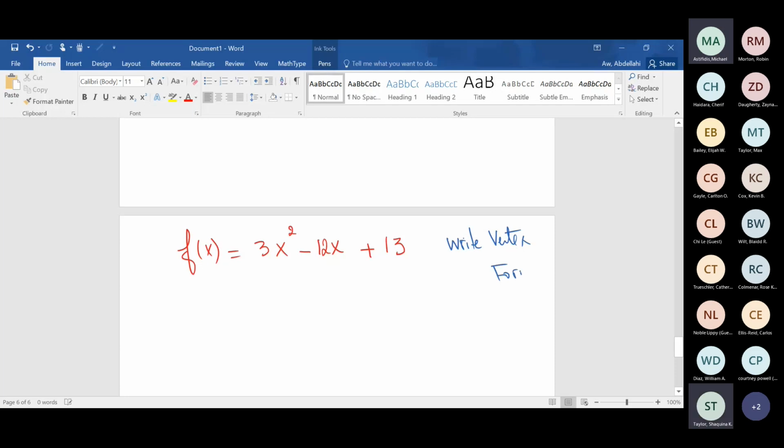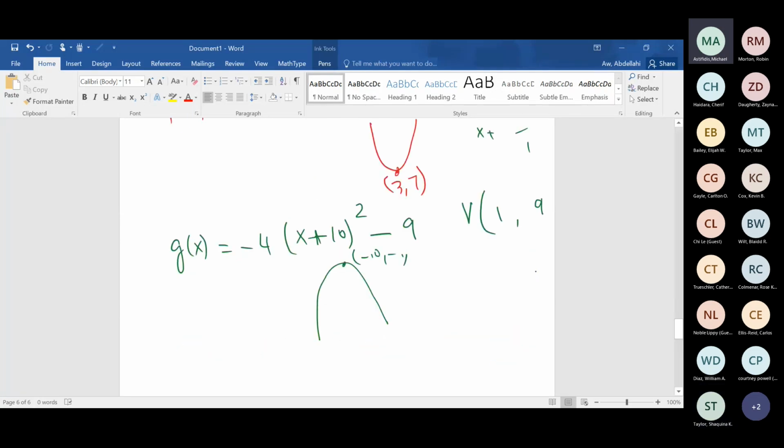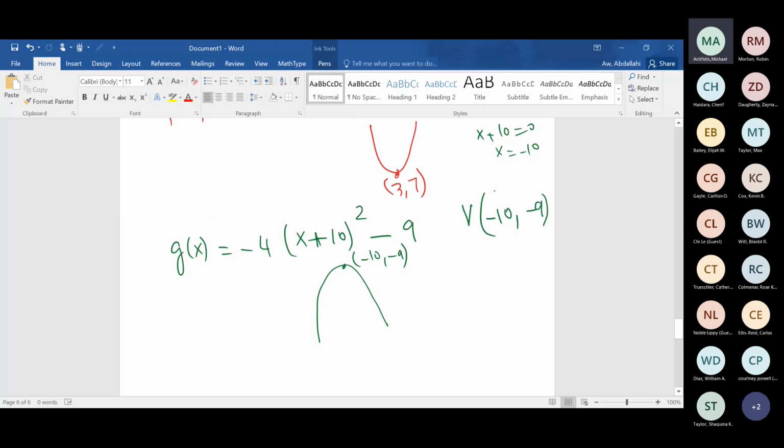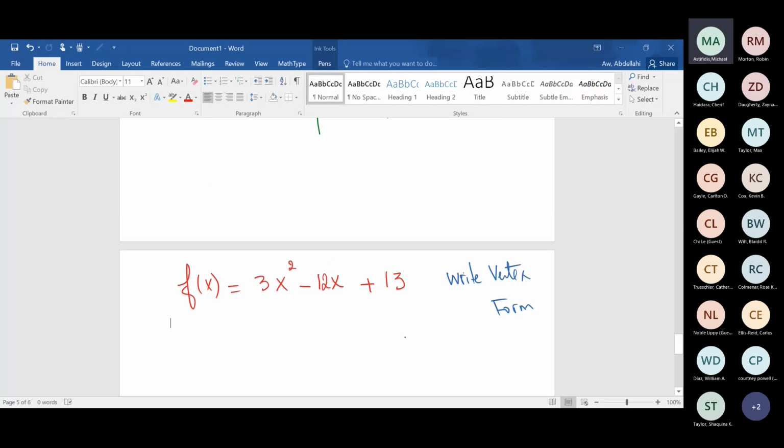Here, we're going to remember an old technique that we have seen in chapter 1, completing the perfect square. You see, in the vertex form, you have a perfect square right here. We have to get a perfect square here. So now, do you remember how to complete a perfect square?